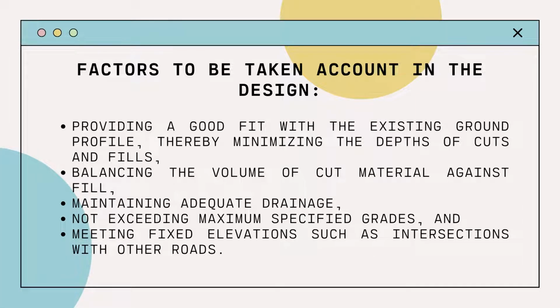Here are some factors to be taken into account in designing a vertical curve. Providing a good fit with the existing ground profile, thereby minimizing the depths of cuts and fills. Balancing the volume of cut materials against fills, maintaining adequate drainage, not exceeding maximum specified grades, and meeting fixed elevations such as intersections and other roads.